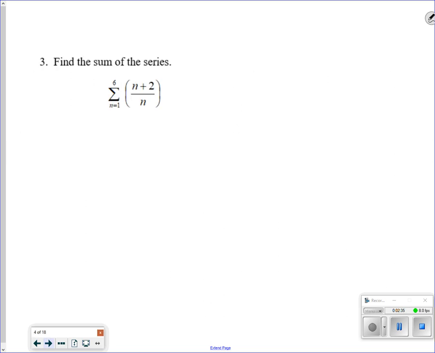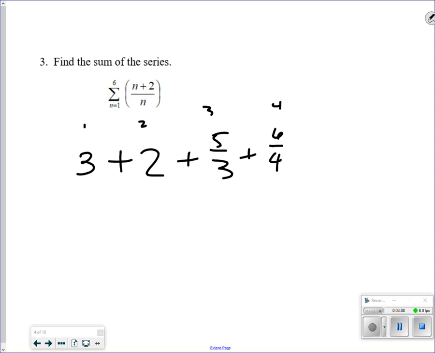Find the sum of the series. Again, not using a formula here. They're giving you 1 to 6 and they're giving you equations. So I need to know that when I put 1 in, I get 3. When I put 2 in, I get 4 divided by 2, which is 2. When I put 3 in, I get 5 divided by 3. Sorry about that. I put 1 in, I put 2 in, I put 3 in, I put 4 in. That's what I meant to say. So I get 6 divided by 4. I'm just going to leave it as 6/4. It does reduce. When I put 5 in for n, I get 7 divided by 5.